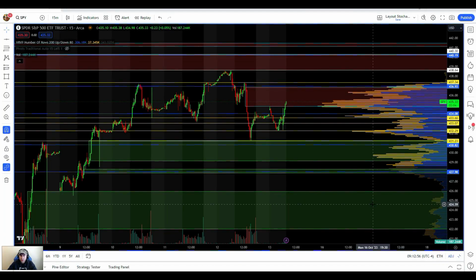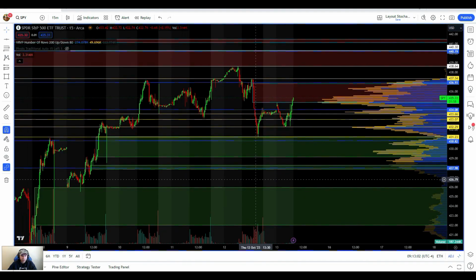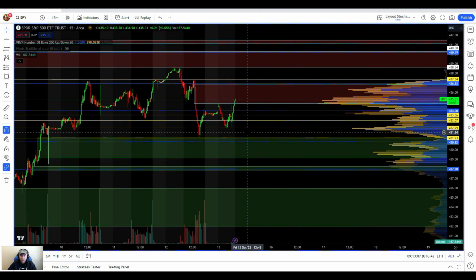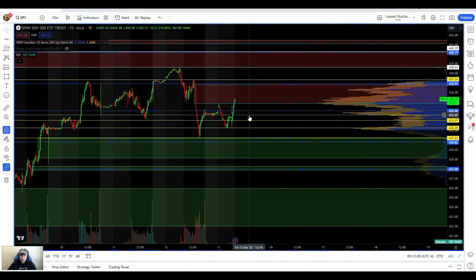Alright, Friday, October 13th. I have the 15-minute chart pulled up here on SPY. I have several imbalances below left over from this week's trading. Got this big one down here, and then you got these two right here. Also, a lot of daily lines again sandwiched in this tight little area right here between 431 and 433.